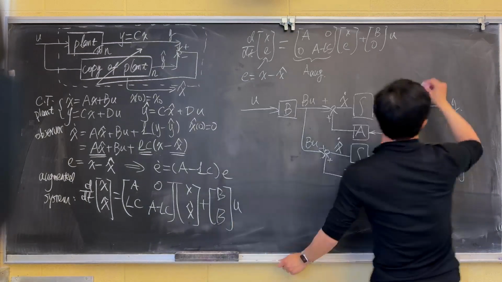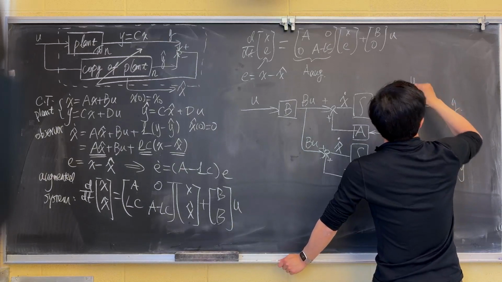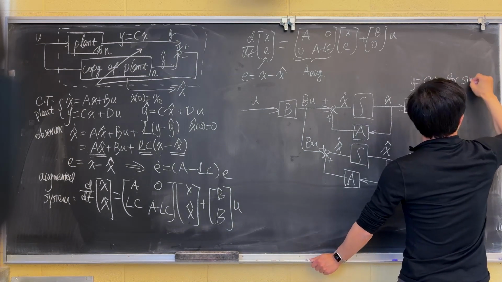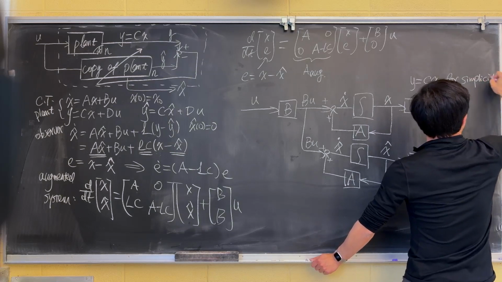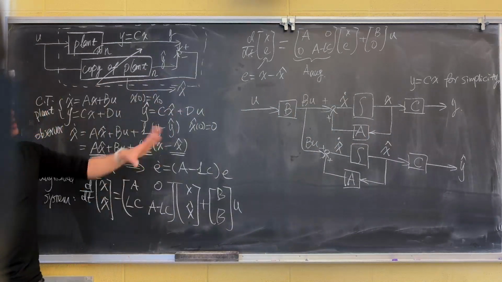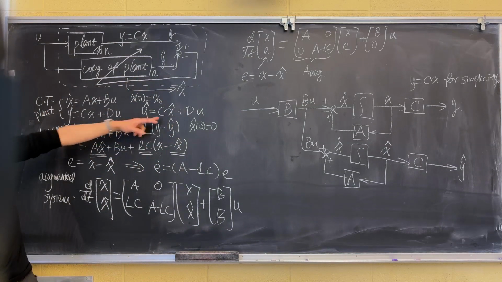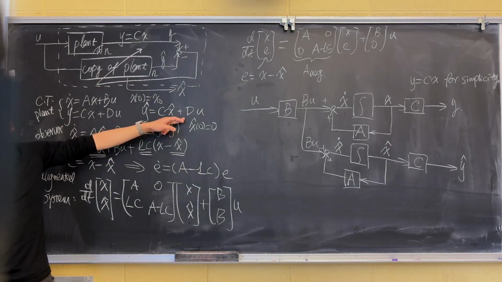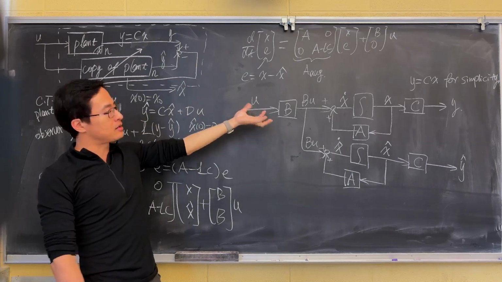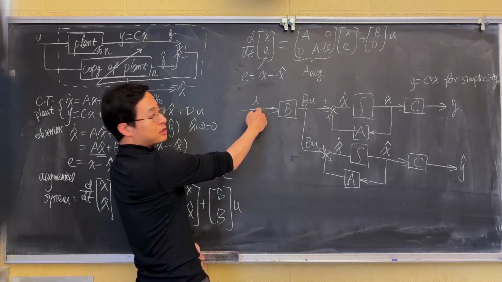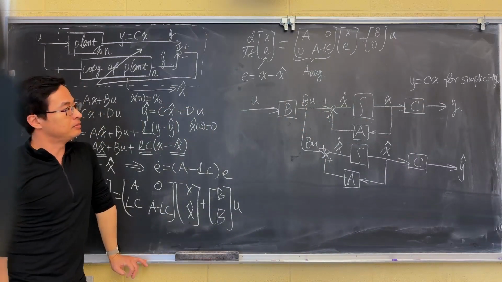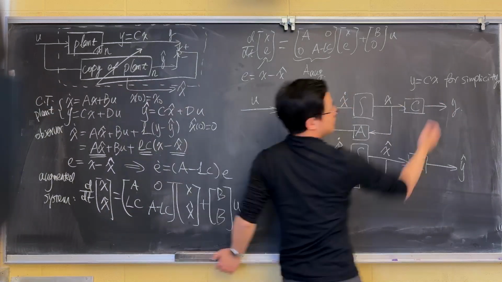Here I assume Y equals CX. There's no DU term for simplicity. If you have a DU term, the story is similar. So you just draw another line from U to Y and then add that line up with this one.